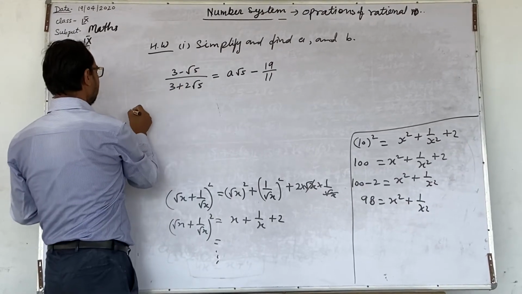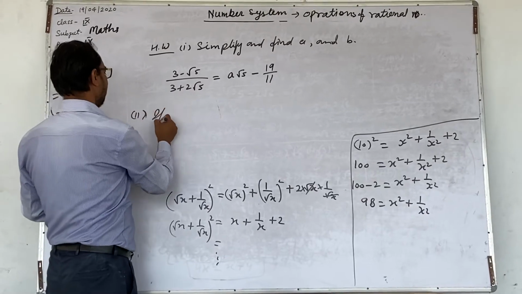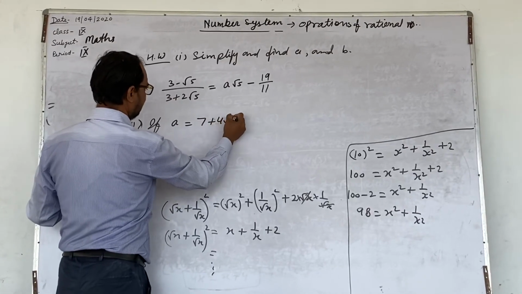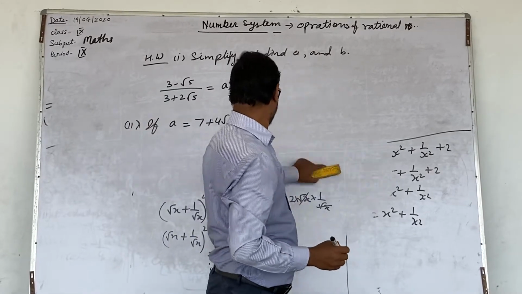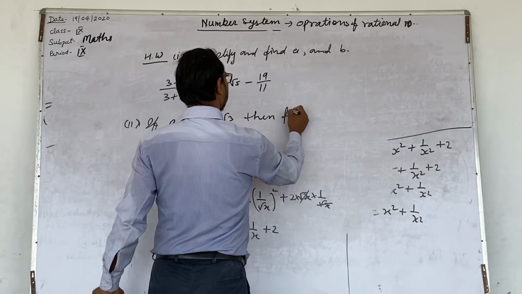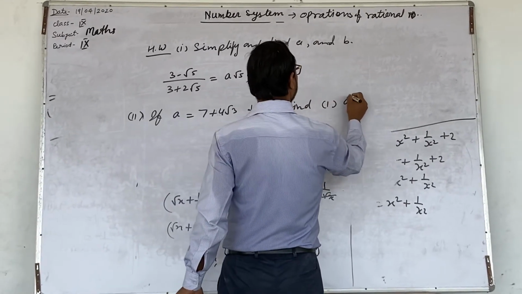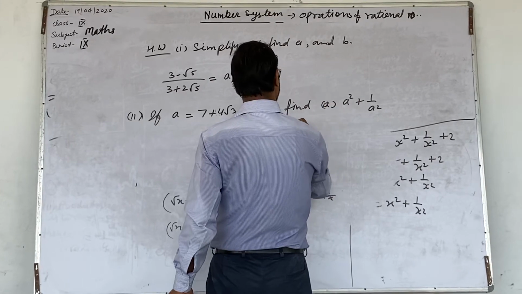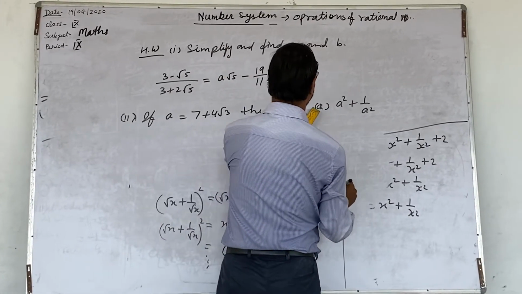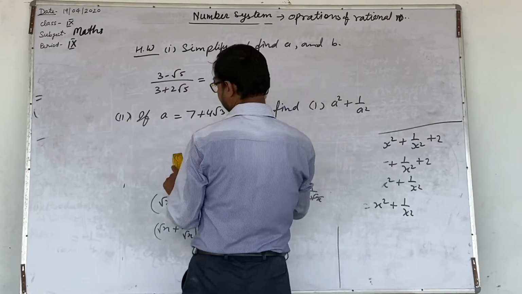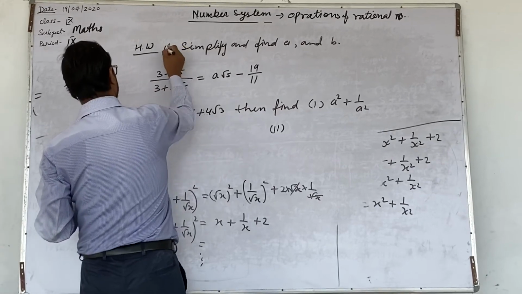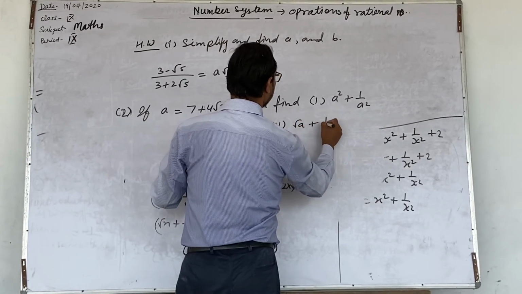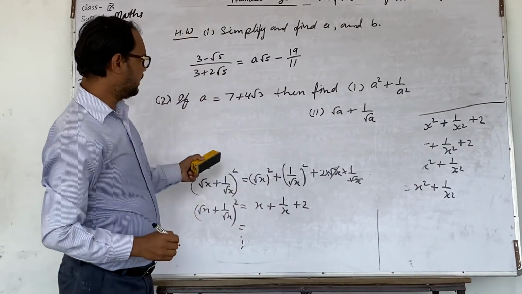Second, if a equal to 7 plus 4 root 3, then find a square plus 1 upon a square, and root a plus 1 upon root a. Okay, thank you. Now complete this one.